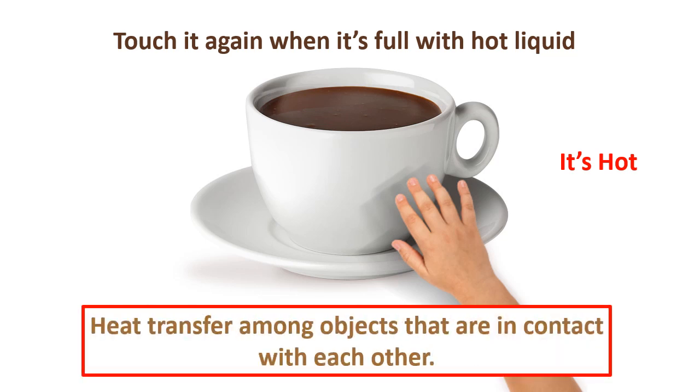So what can you conclude? That heat can transfer among objects that are in contact with each other. Like this cup, it wasn't hot, but when it came in contact with a hot liquid, it also became hot.